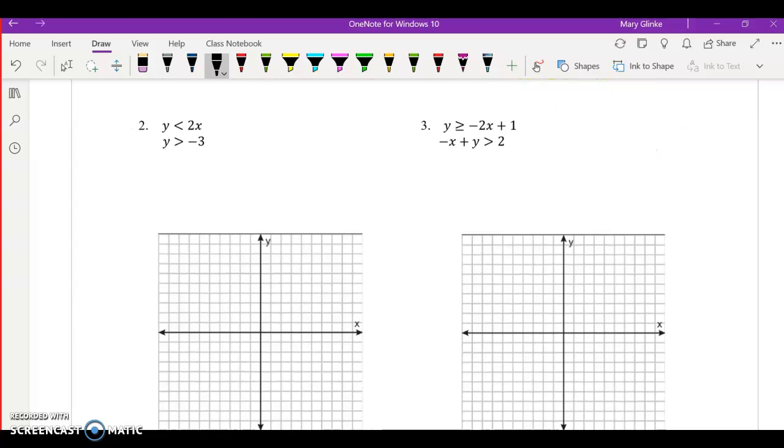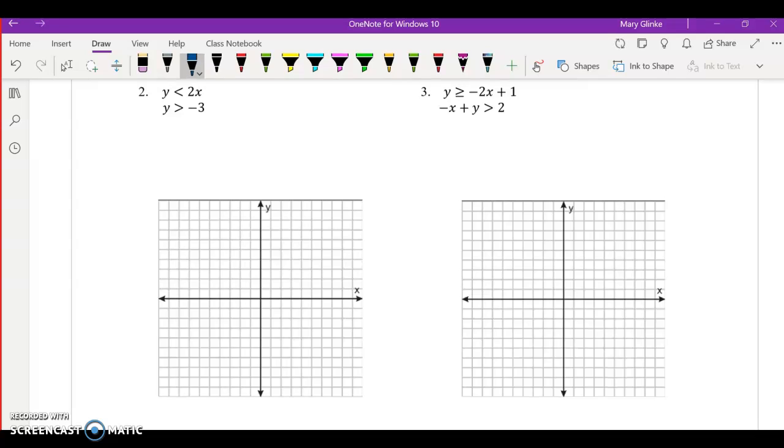Okay, so let's go ahead and try another one. So we want to graph this first one. I'm going to graph it in blue. Y is less than 2x. So I start at 0, 0, and I go up 2 and over 1 for my slope. This would be a dotted line because it is not or equal to.